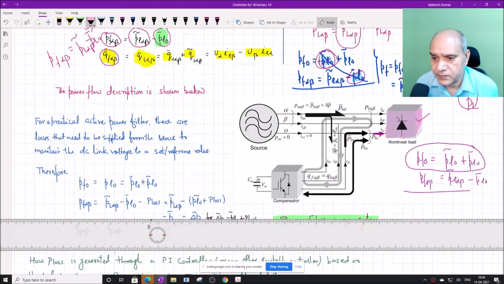This is the source, this side, I put the source green, and this is the compensator, this side. Power electronic based compensator, active power filter, supported by DC link here. So VDC is there. So this side is AC and this side is DC. Okay, this is the AC side here, this is the DC side.